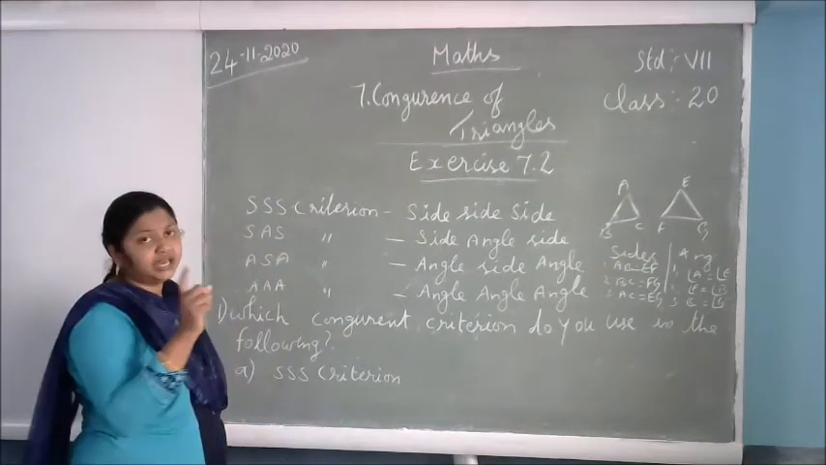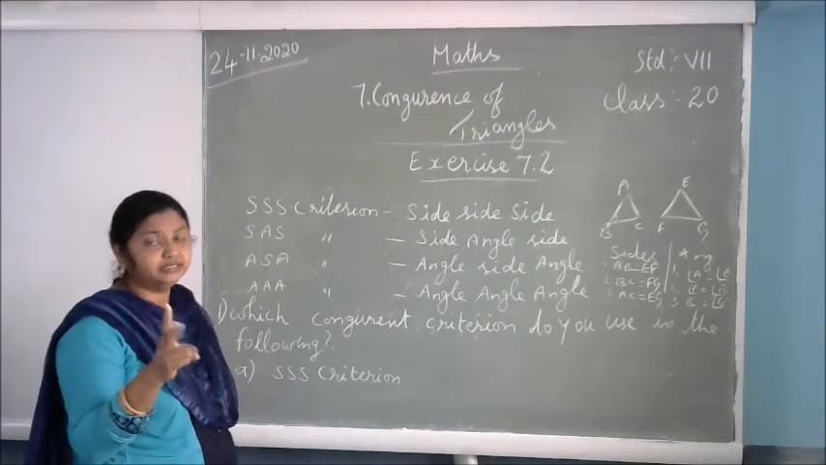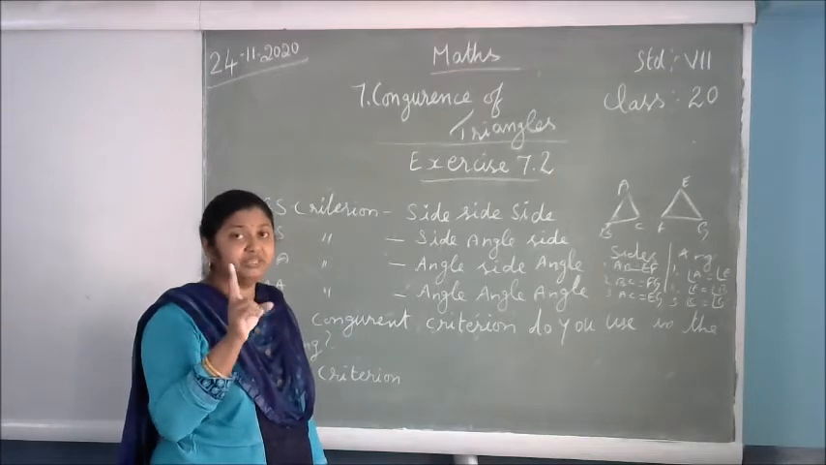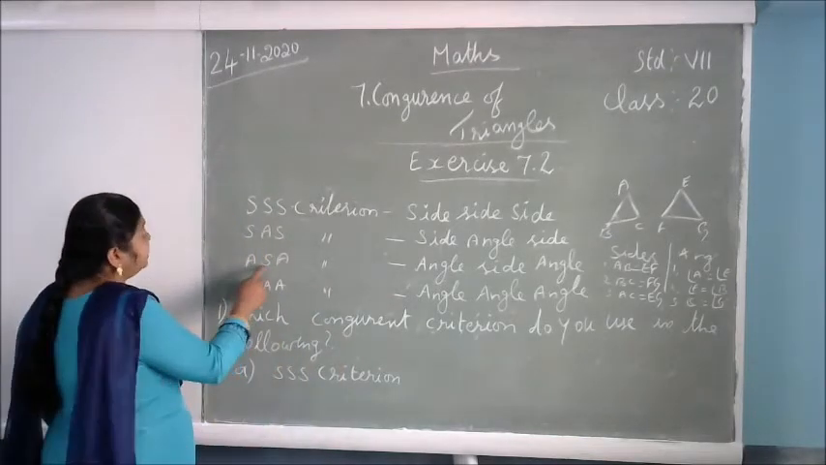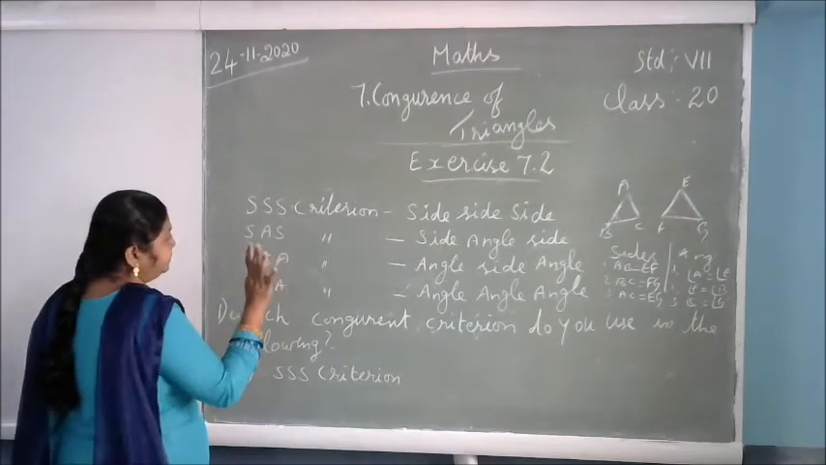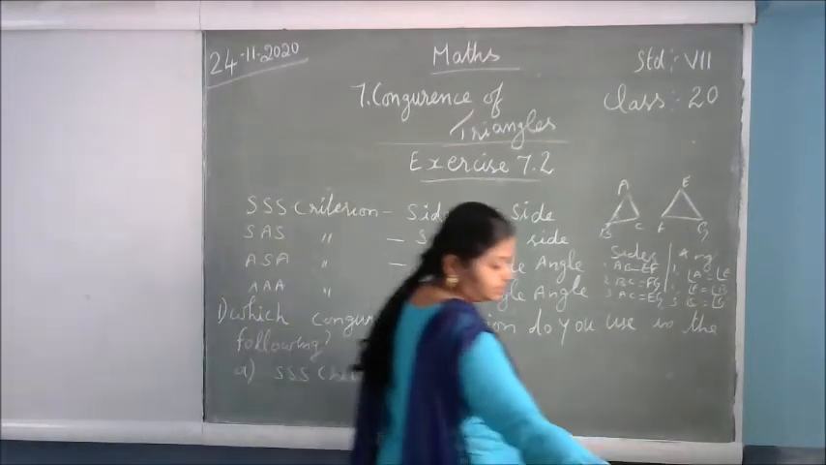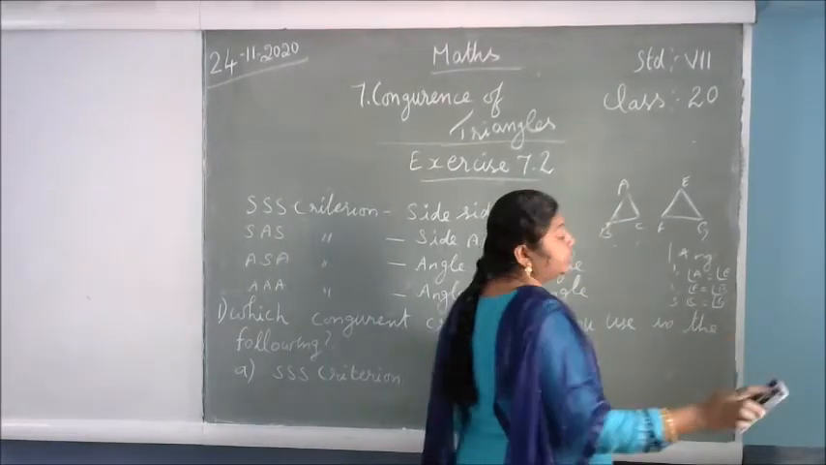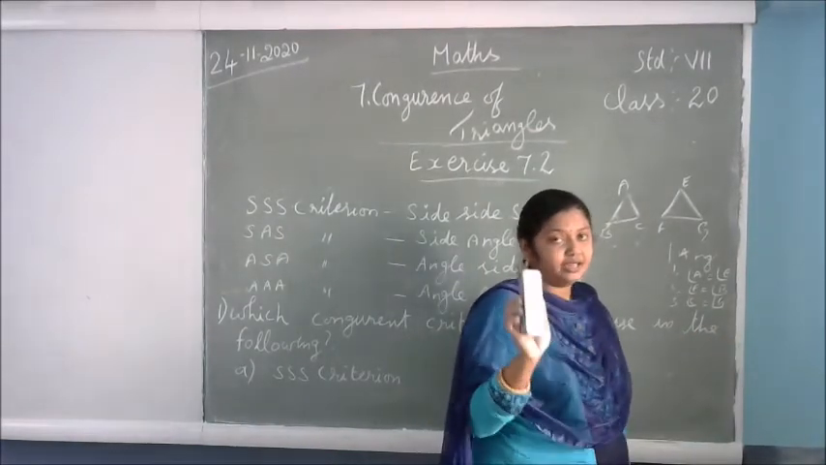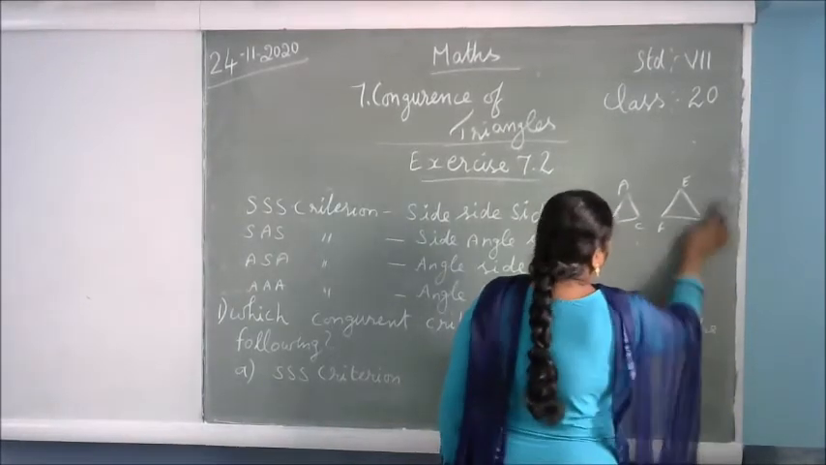ASA means angle side angle. 2 angles and one side, if they are giving the proof with the same side and the same angles, that is called the ASA criterion. AAA means only the angles, not sides. If they are giving only the angles as proof, that is called the AAA criterion.